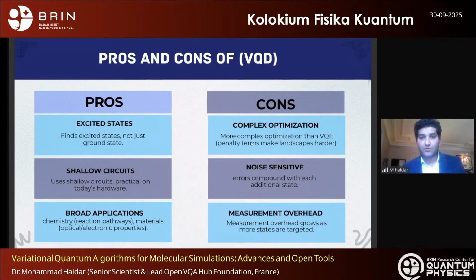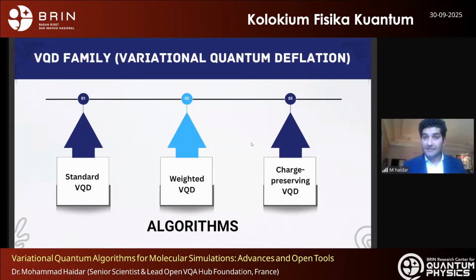Now, there are many cons. The penalty terms add additional cost because you have to measure, so there are additional costs here. And we also have noise because of the additional states, because you are targeting not only the ground state, but also the excited states. Therefore, it's important to know that the total number of measurements is going to be overheaded. There are also many versions of VQD.